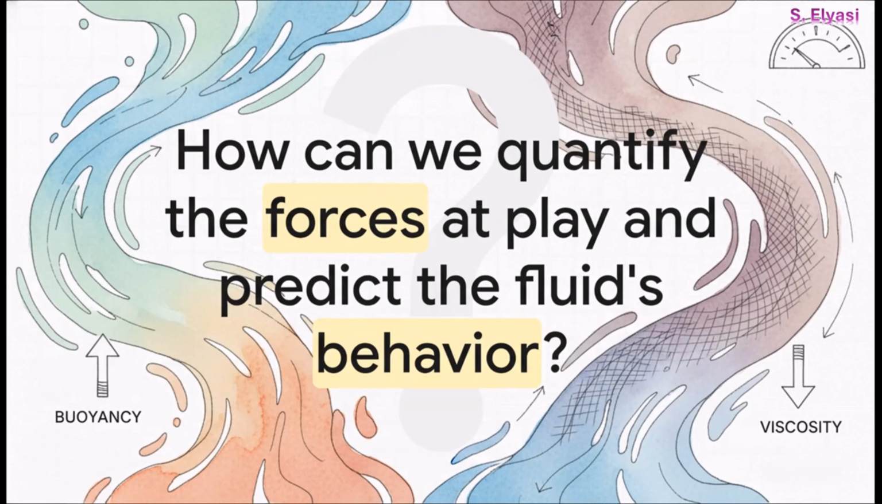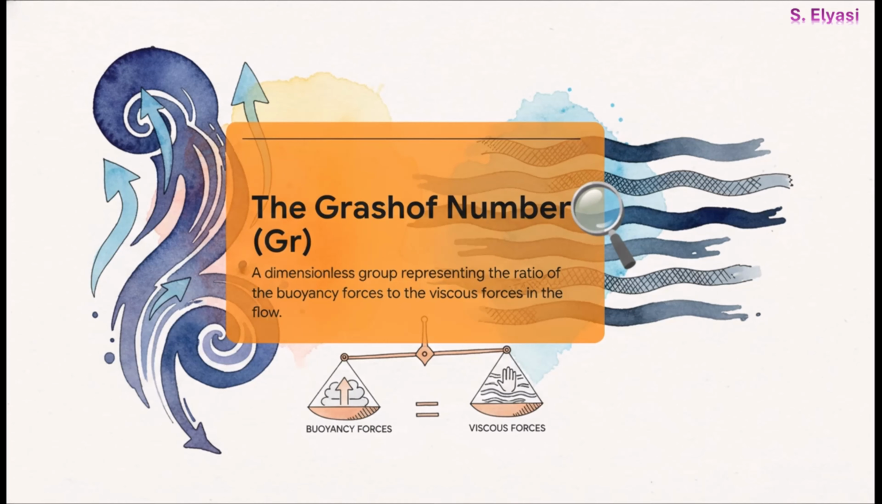So the real question becomes, how can we compare the force that's creating the motion, that's buoyancy, to the force that's resisting the motion, that's viscosity, or the fluid's friction? If we can answer that, we can predict what the fluid is going to do in pretty much any situation. And the answer is a new dimensionless number called the Grashof number.